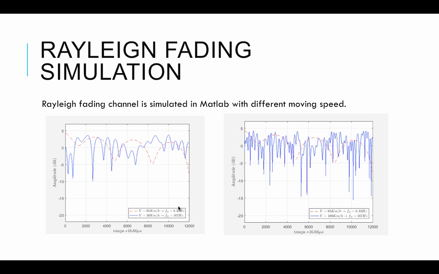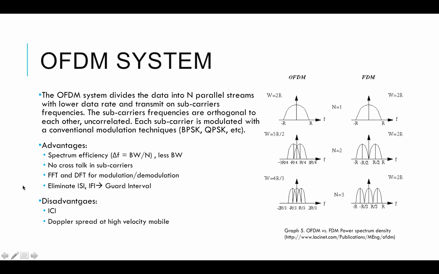The Rayleigh fading we have simulated in MATLAB, and the time delay versus the amplitude is shown here to compare different velocity profiles of the Rayleigh fading. As we can see, the higher the velocity, the bigger the shift, and the frequency changes bigger, and that's a bigger spread, versus the smaller velocity has a smaller spread.